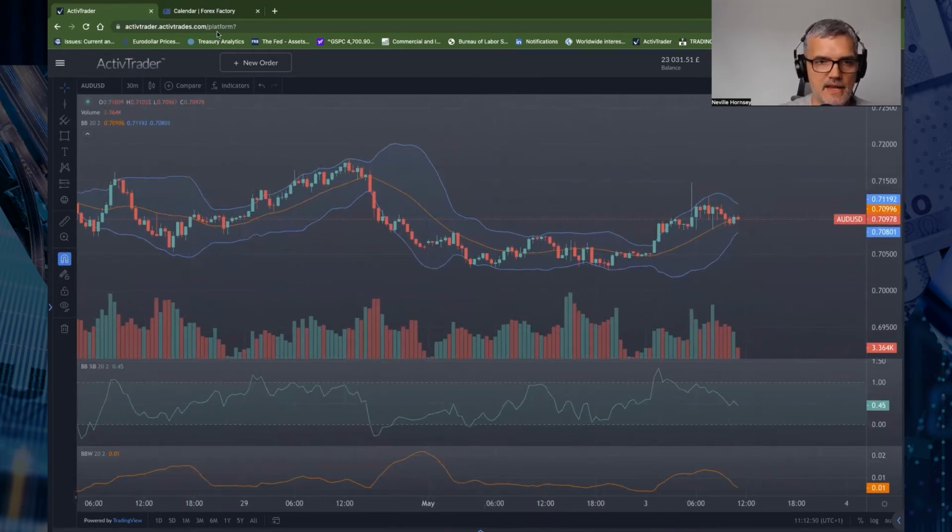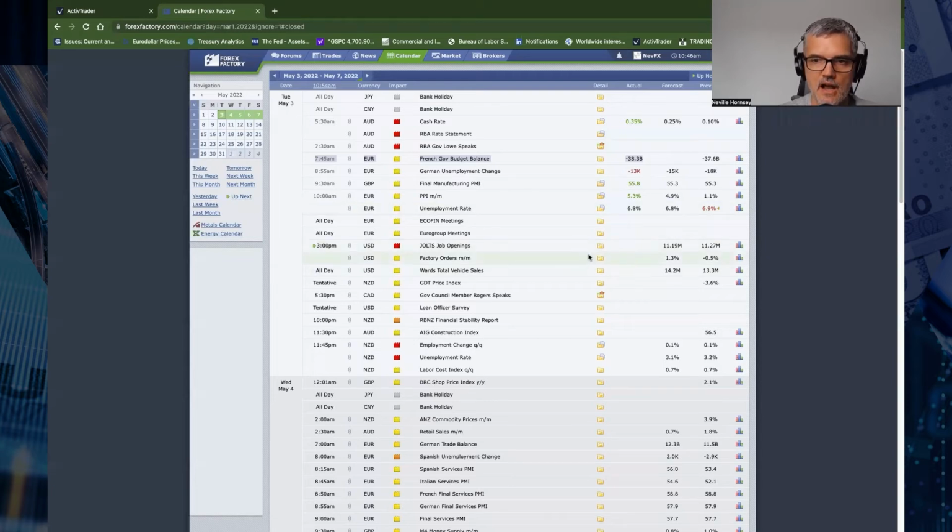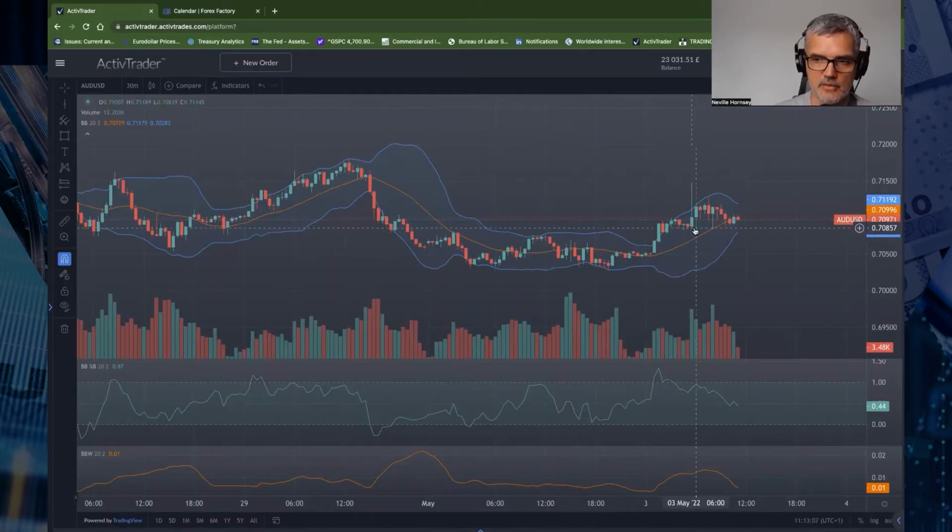So today, what happened? We had the RBA come out with a rate hike, 0.35%. The expectations were for 0.25% at 5:30 in the morning when the RBA announcement came out. We had a big spike up, and then it rejected the level.